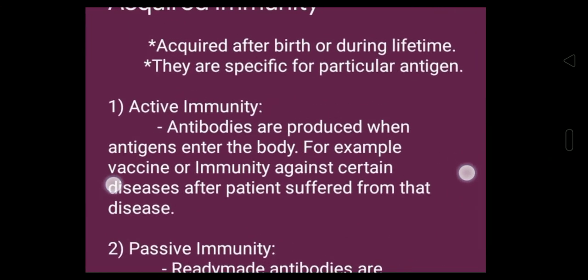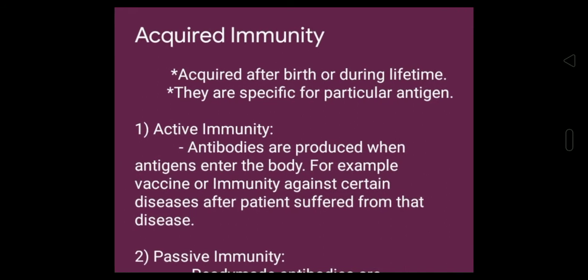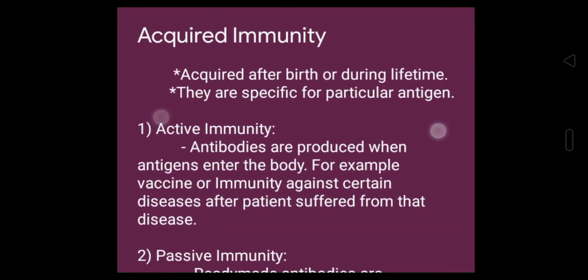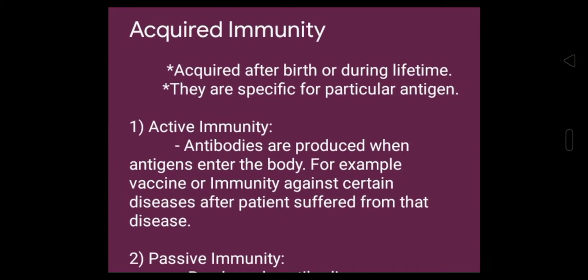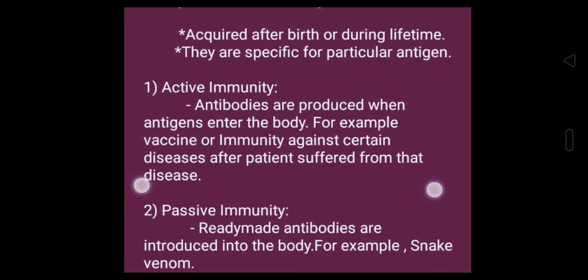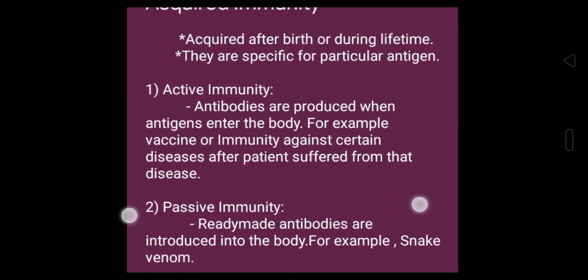Now let's see the types of acquired immunity here. Acquired immunity is acquired after birth or during lifetime, and it is specific for a particular antigen. It means that for one antigen, one antibody is responsible to act on it. So now let's see the types. There are two types, that is active immunity and passive immunity here.